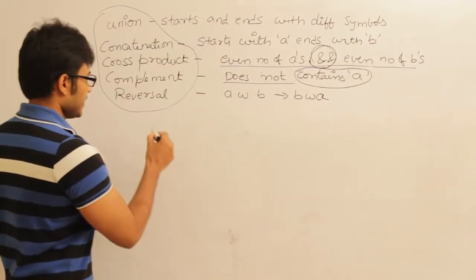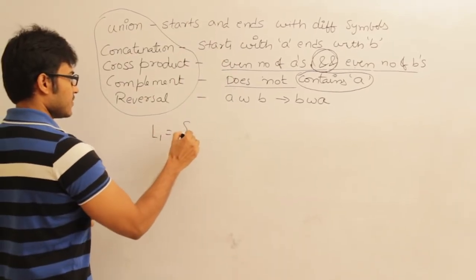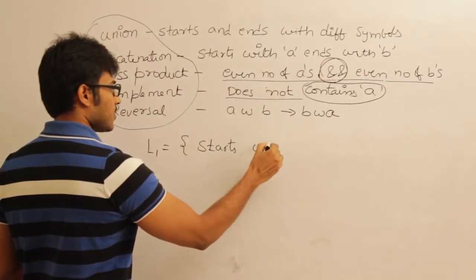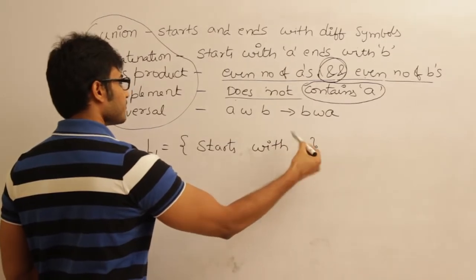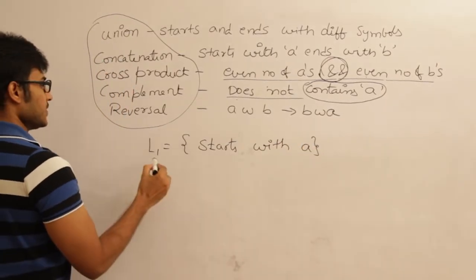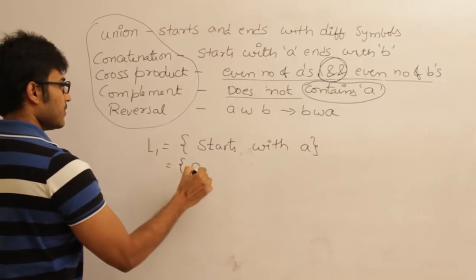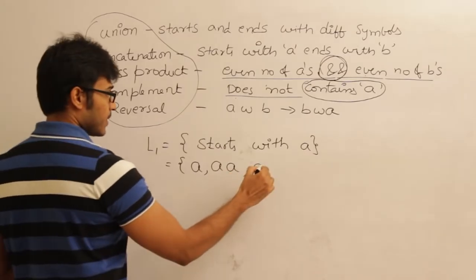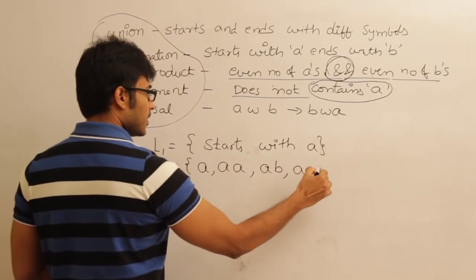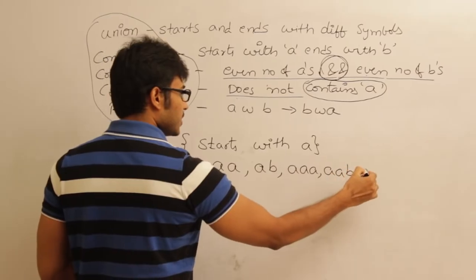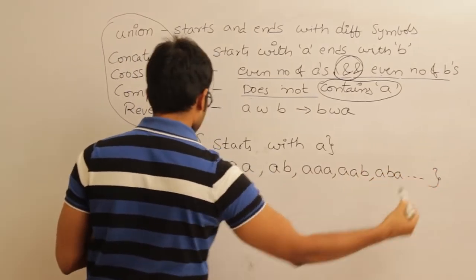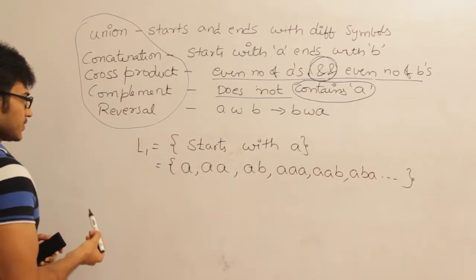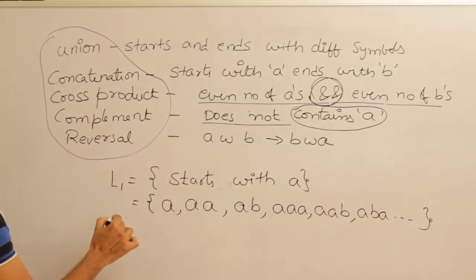For example, let us say L1 is a language in which the set of all strings starts with A, which means L1 contains A because it starts with A, or AA, AB, AAA, AAB, ABA, and so on. So L1 is going to contain the set of all strings which start with A. Now let us assume that I have to reverse it.